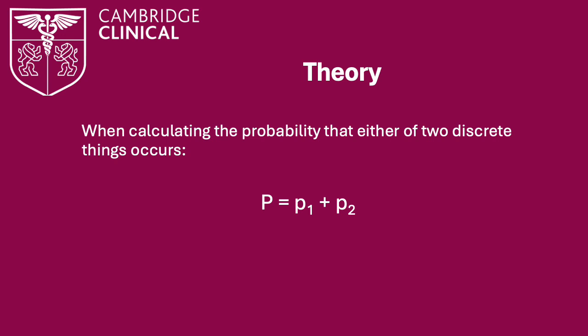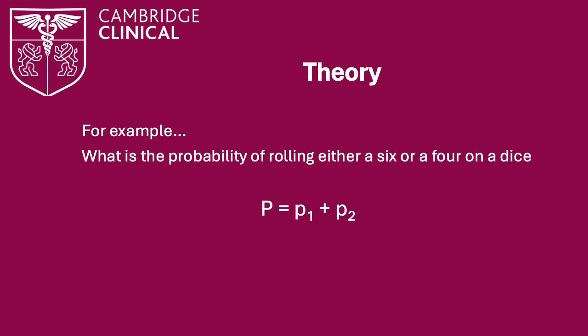Let's move on now to dealing with something a bit more complicated, which is dealing with probabilities of multiple things occurring. So first of all, when calculating the probability that either of 2 discrete things occurs, we add the probabilities for each thing. So I've called them P1 and P2, but we'll make an example of it to make it clearer. Returning to this idea of the dice then, let's ask ourselves, what is the probability of rolling either a 6 or a 4 on a dice?